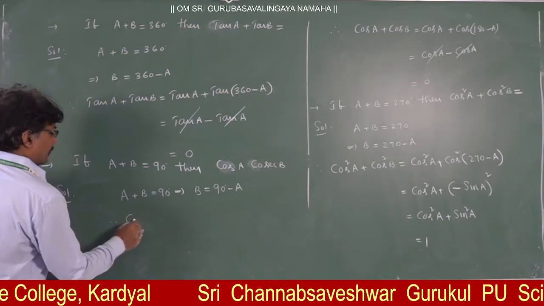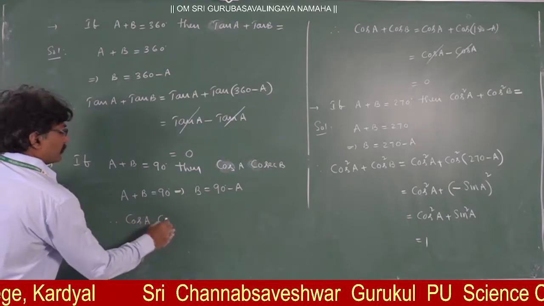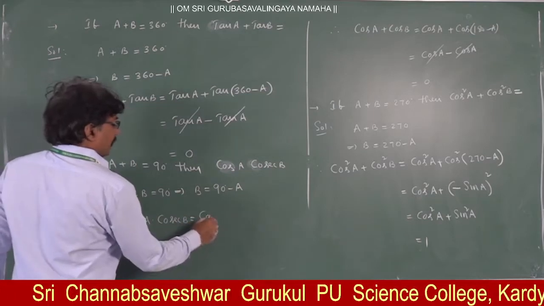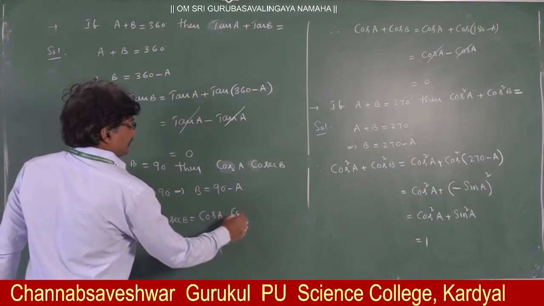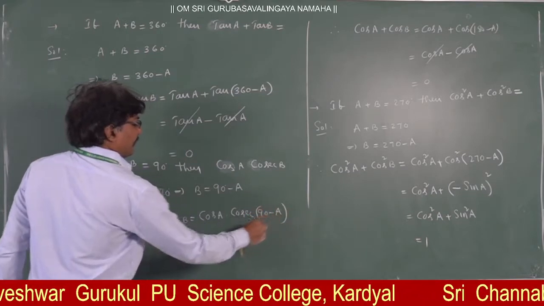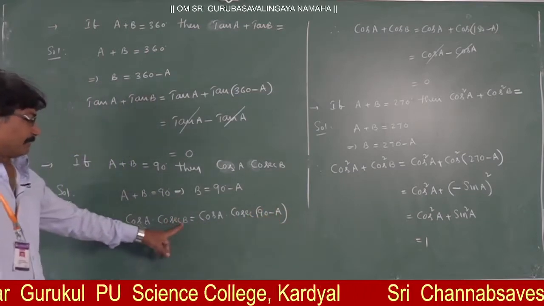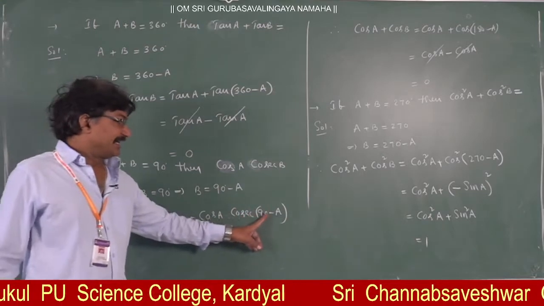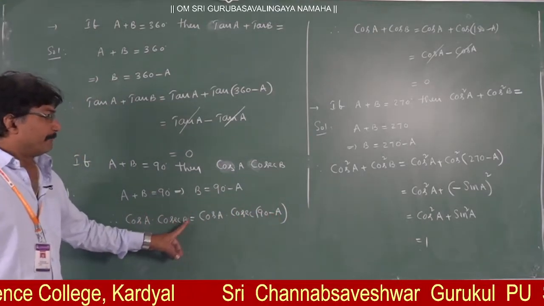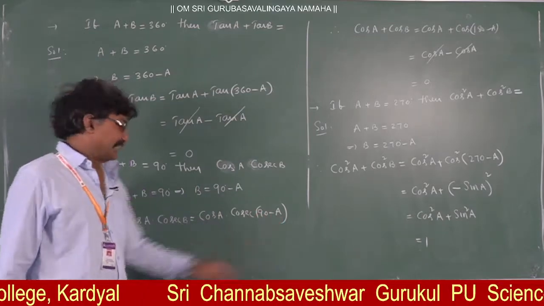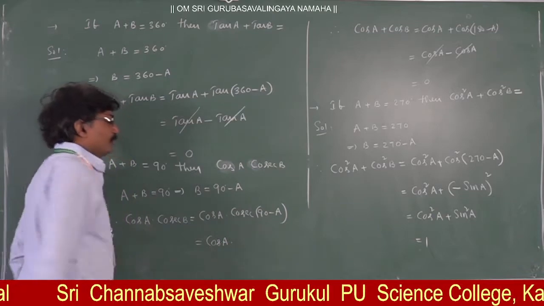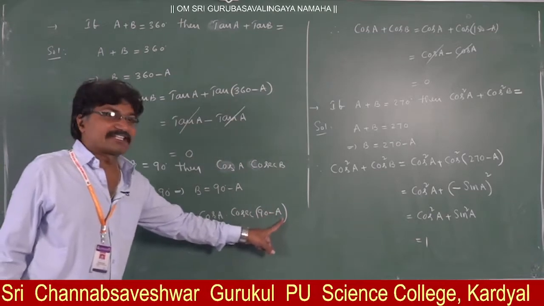Therefore, cos A into cosecant B. B is equal to 90 minus A. That is equal to cos A into cosecant of 90 minus A.